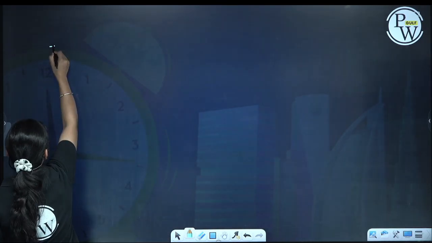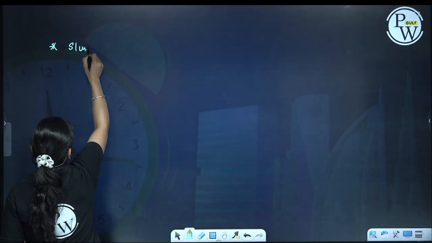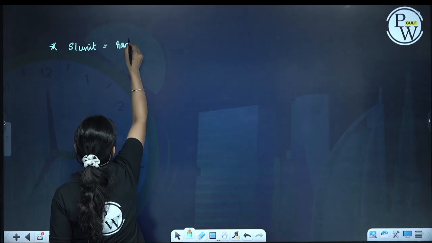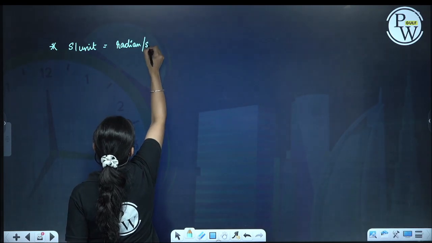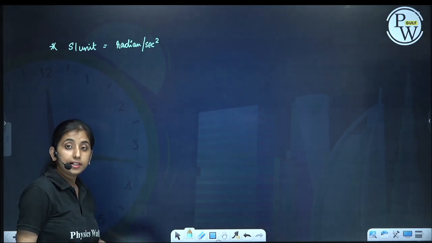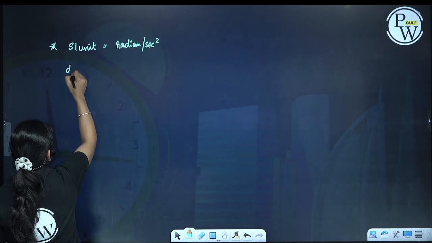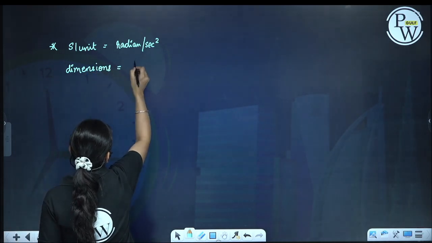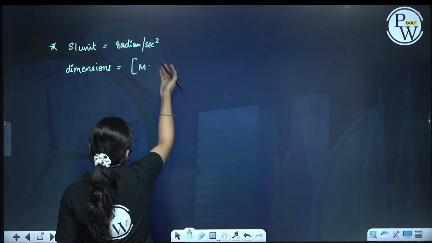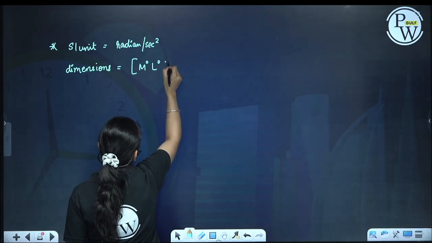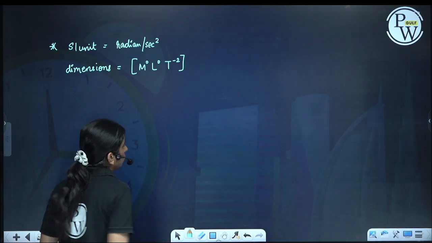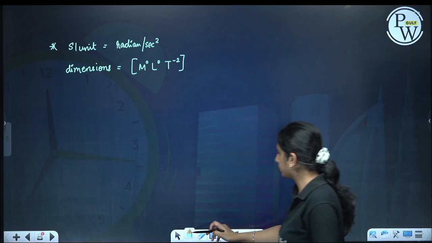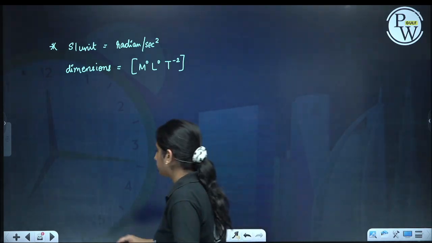Now what will be its SI unit? It will be radian per second square. And its dimensions will be M0 L0 T minus 2. These will be my dimensions.